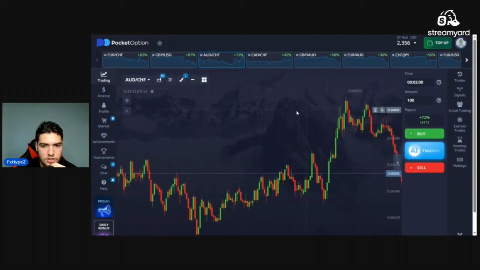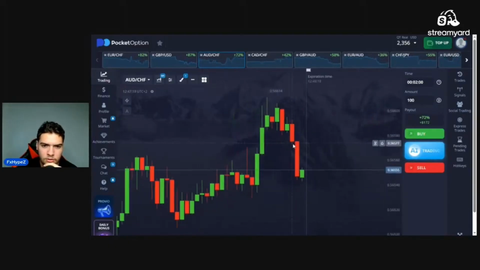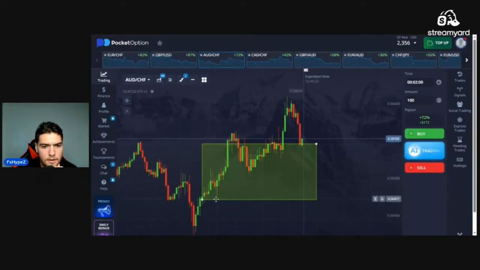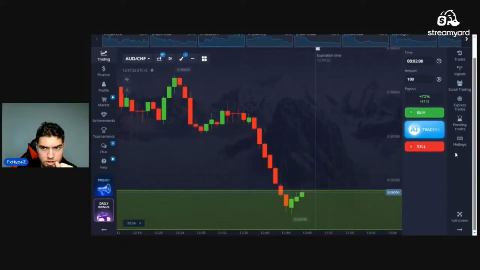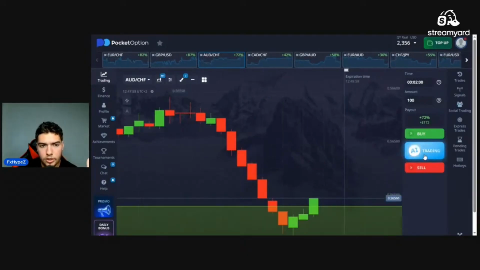Okay, AUD CHF is also pulled back quite a lot here. 72% payout, it's not too bad. But if we take a look at the bigger picture here, we have support, former resistance zone. Okay, AUD CHF pushing to the upside now. Will AI go for a buy position? That's the real question.